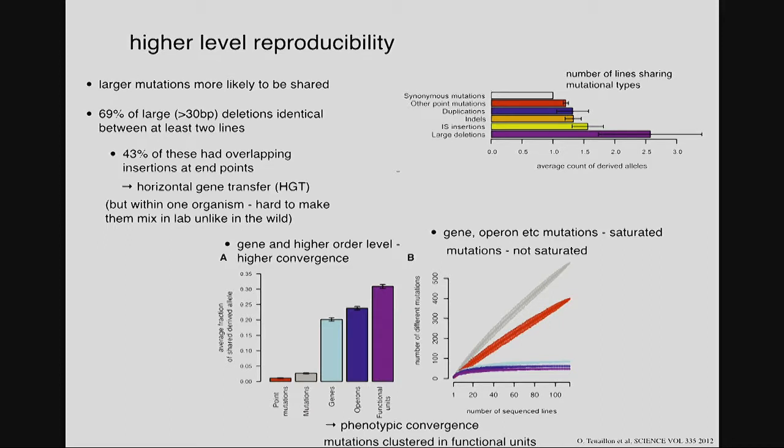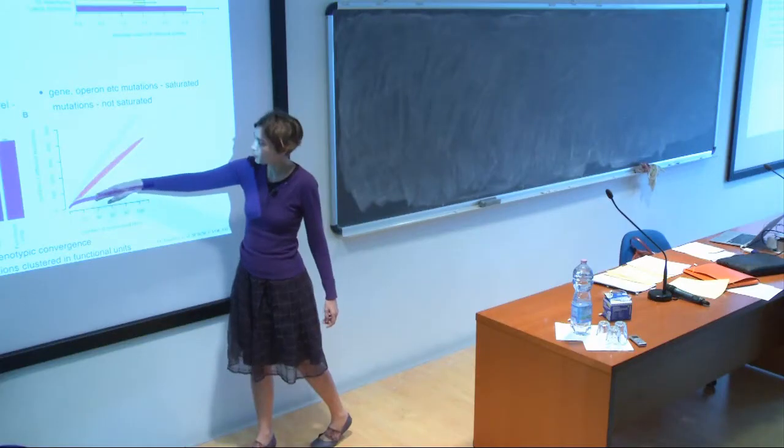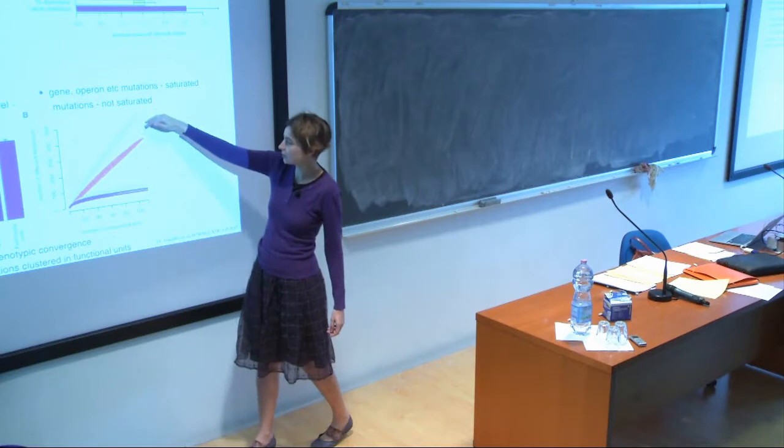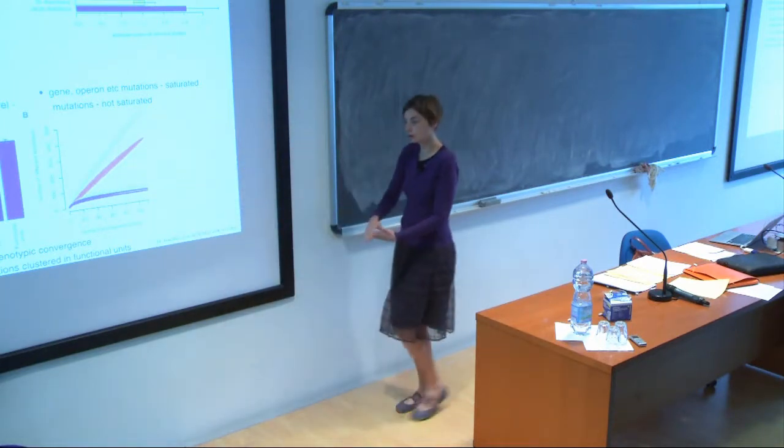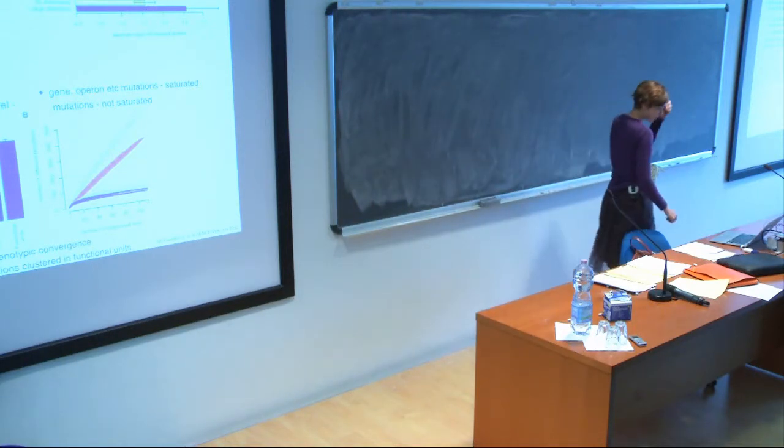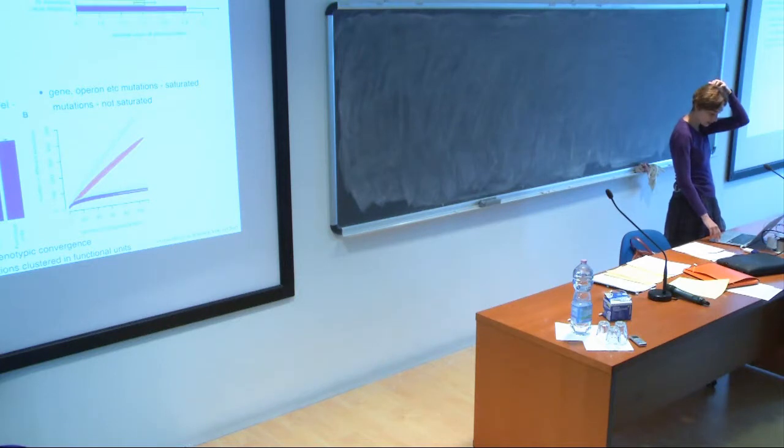But as you get to the higher order differences, like if you look at all the mutations in a given gene or in a given operon, which is a set of genes, as we said during the first lecture, or in some functional unit, you actually start seeing a lot of reproducibility. So at the level of function of the phenotype, it starts looking very reproducible, although at the level of actual mutations, it's not reproducible. What this shows is that while you haven't saturated all the possible point mutations with these generations, you are close to saturation with the higher order changes.